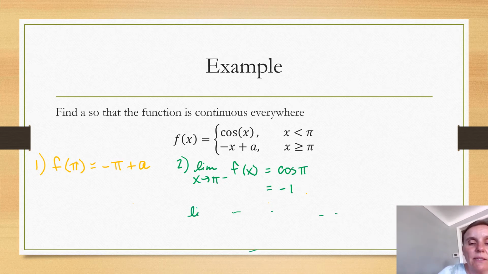And then if I take the limit as x approaches pi from the positive direction, I'm going to get that parameter involved because that would be negative pi. Oops, I'm going to rewrite that a little bit better.